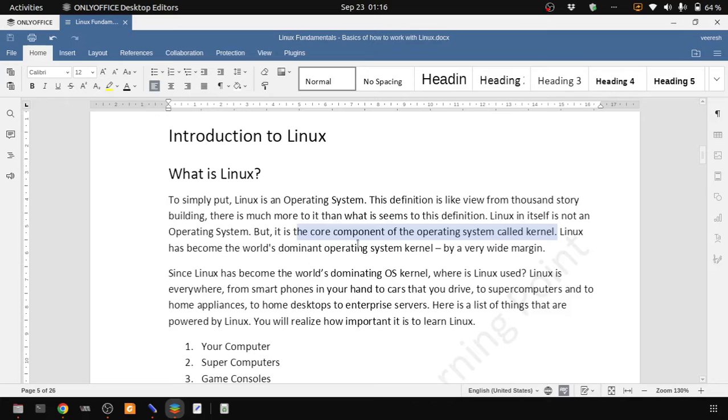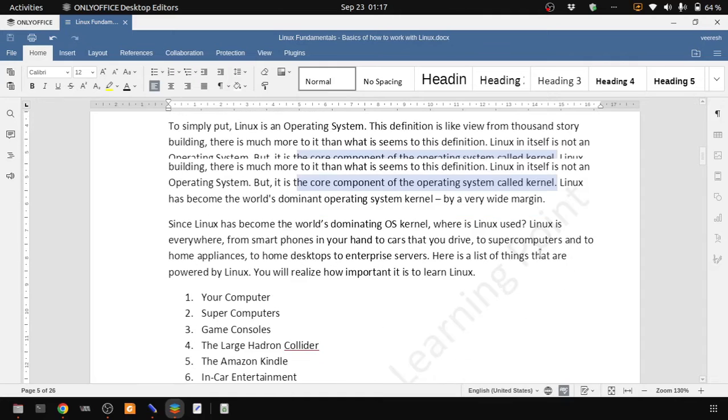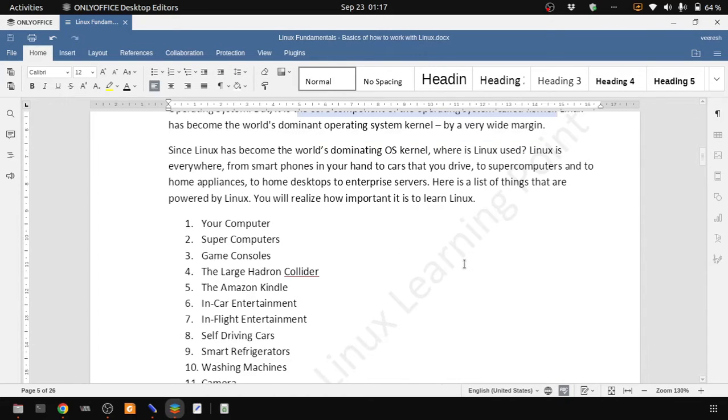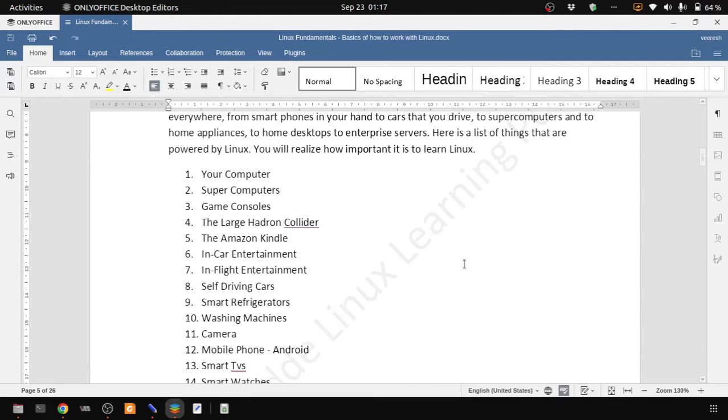These days Linux has become the world's dominant operating system kernel by a very wide margin. A lot of different distributions use the Linux kernel. Since Linux has become the world's dominating OS kernel, where is Linux used? Let's see some of the places where Linux is used, or what are the things that are powered by Linux.